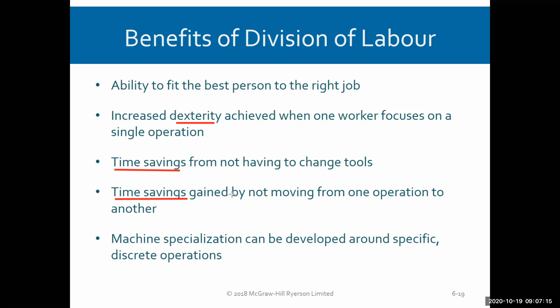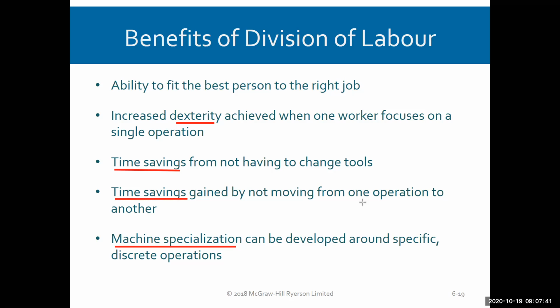And this last one is more of a general point. When you have specialization or division of labor, that helps with machine specialization. And that is the same idea, only it's a machine that's developed around specific, discrete tasks that the company has to do or the production process has to do. And that was the key to the Industrial Revolution in the world.